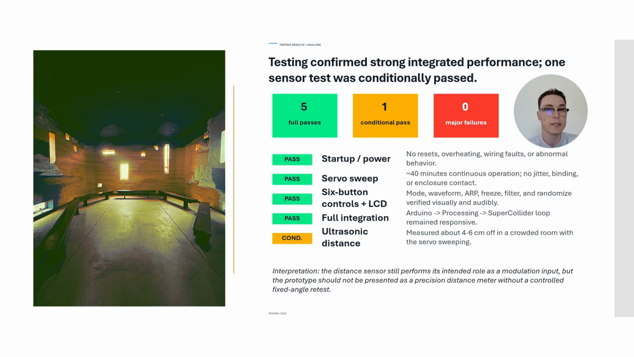A 40-minute continuous servo sweep operation showed no jitter, binding, or enclosure contacts. The 6-button controls and LCD, and full integration of the Arduino, Processing, and SuperCollider loop remained responsive throughout.